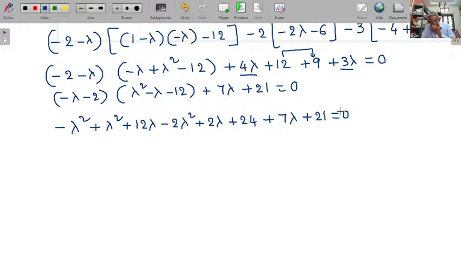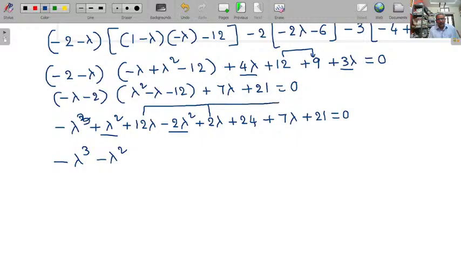So my dear students, in the examination B.Tech students are allowed to use the calculator also. With the help of calculator you can solve the cubic equation also. So this will be lambda cube. So now negative lambda cube minus 2 lambda square minus lambda square, 12 lambda plus 2 lambda, that is 14 lambda, plus 7 lambda, that is 21 lambda. This is 24 plus 21, that will be 45 equals to 0.